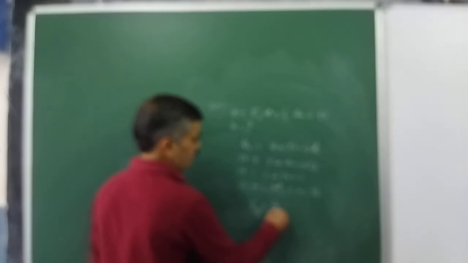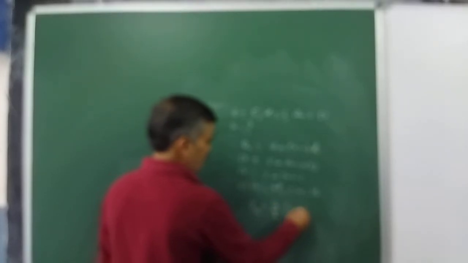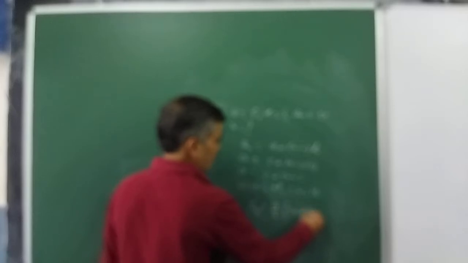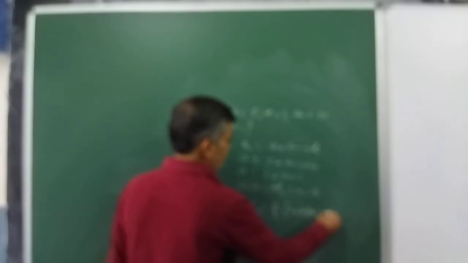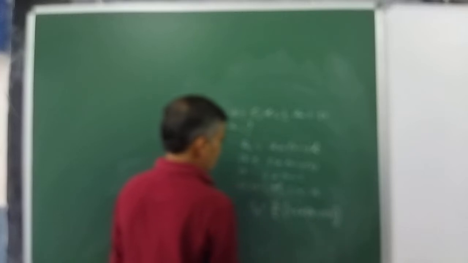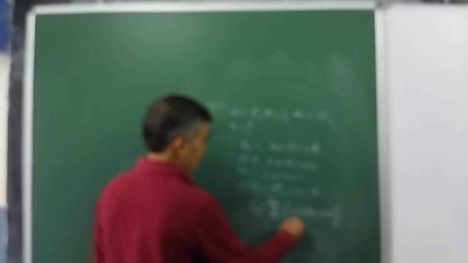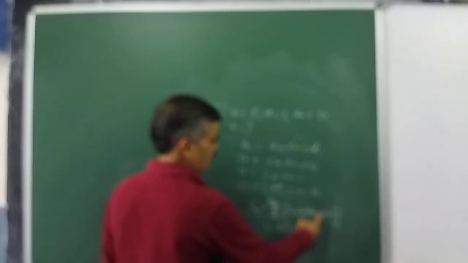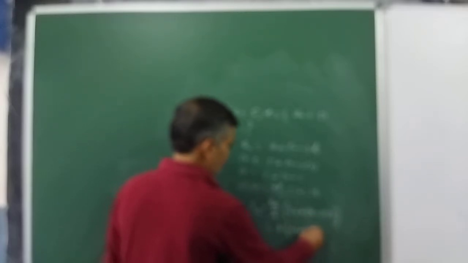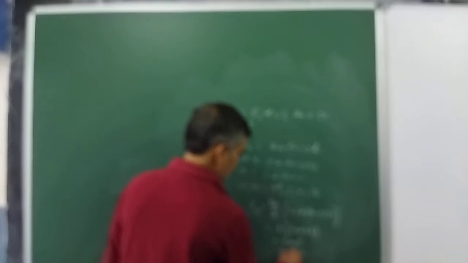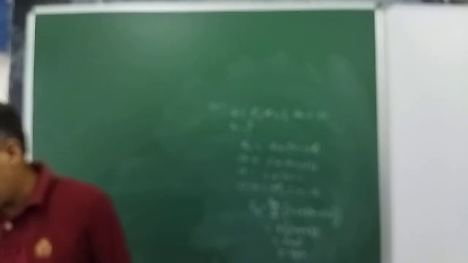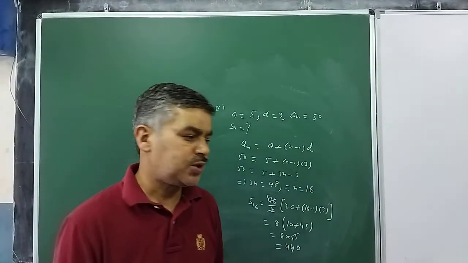Now you can get the value of Sn as n by 2, 16 by 2, into 2a plus 16 minus 1 into d. D is given already 3. So 8 into 2a, a is 5, 2 5s are 10, plus 16 minus 1, 15 into 3, 45, this is 8 into 55, 440 will be the answer for this. So this is the answer for your first part of question 3.